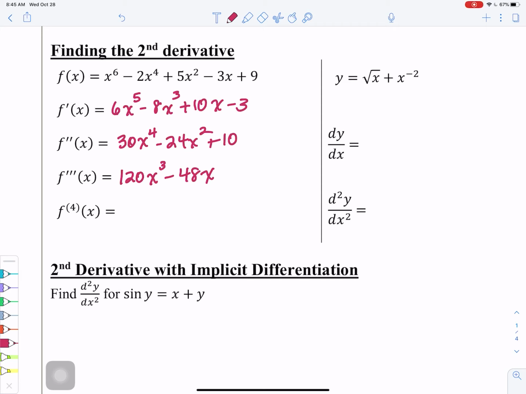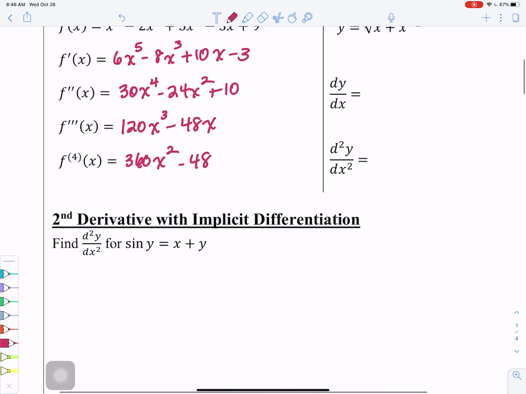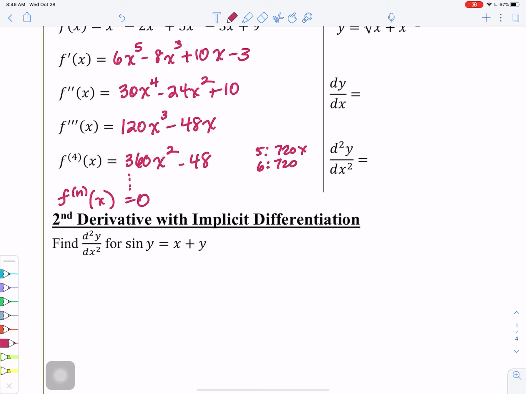The fourth derivative of f with respect to x is 360x^2 minus 48. So we just have a couple more derivatives, and eventually that nth derivative will equal 0. Now, sometimes we like to say what n is. Let's just make some notes. The fifth derivative, I'm going to have 720x. The sixth derivative, I'm going to have 720. So from the seventh derivative on, I'm going to have 0.